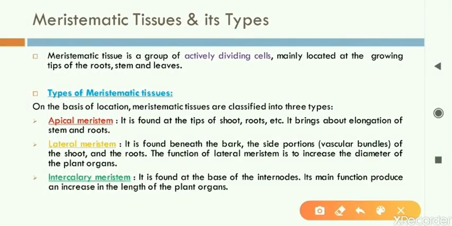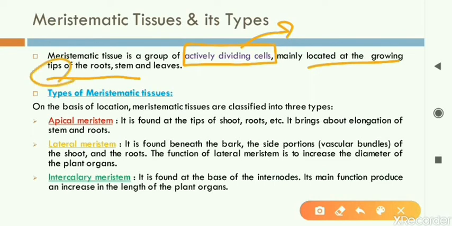What is meristematic tissue? These tissues are actively dividing cells which are located at the growing tips of the roots, stem, and the leaves. This tells the function itself. What type of cells are these? They are actively and rapidly dividing, a single cell dividing into a number of cells. So these cells are growing fast, and they are present at the growing tips, at the ends of the roots, stem, and the leaves.